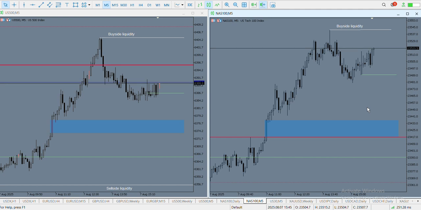So NAS 100, 23,520, we've reached into 520s. We were just in 505s, 510s. We're trading at 520 now. I want to see whether it has an interest to run into 23,500s. US 500, we're trading at 6,389. That is 320s.